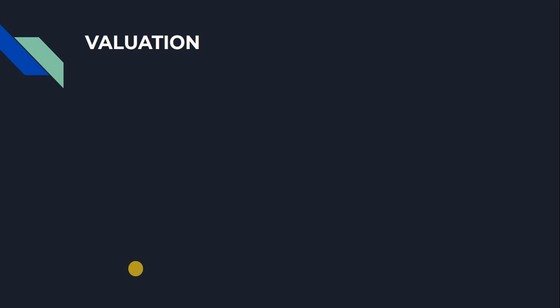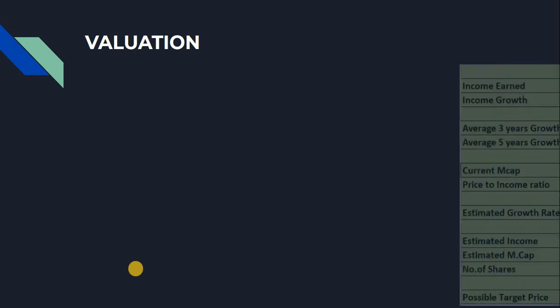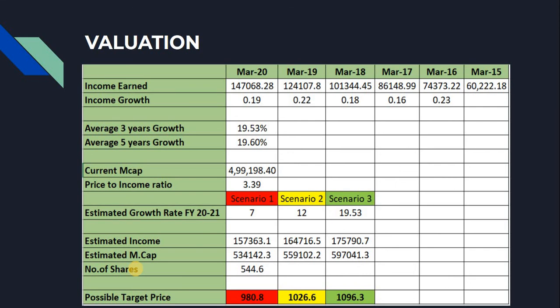I have used a price to income valuation model. So this is a valuation model for HDFC Bank. I have considered the past 5 years of income growth, and the current market cap is almost 5 lakh crores, and the price to income ratio is around 3.39. That is the market cap divided by the current income earned, that is 1.47 lakh crores. I have segregated this into three scenarios.